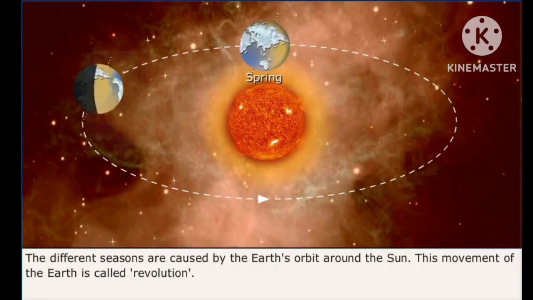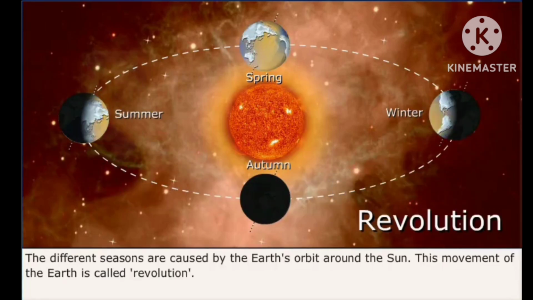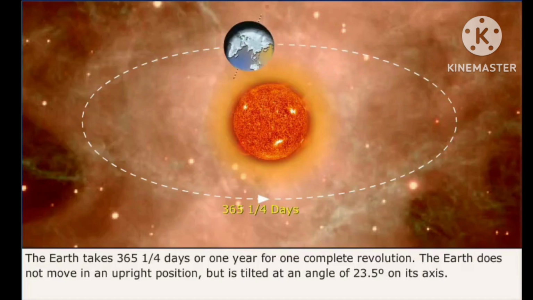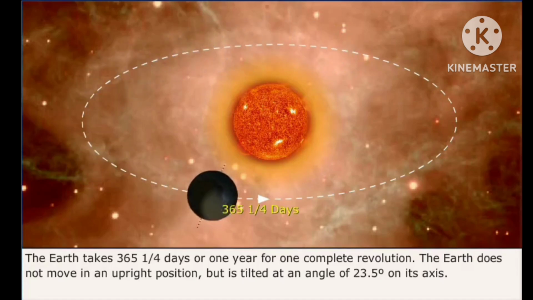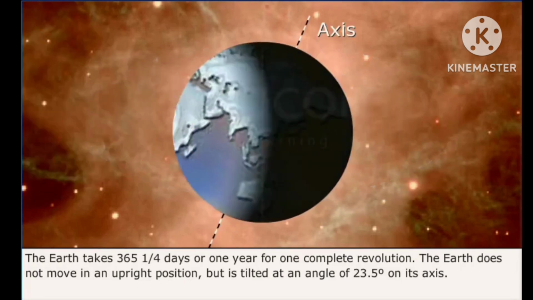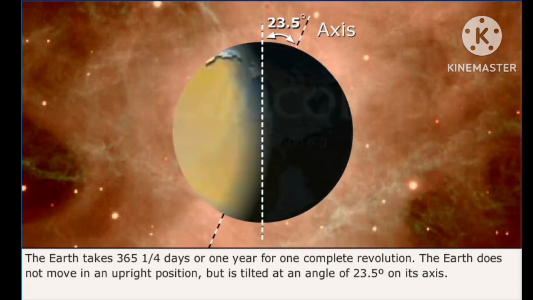The different seasons are caused by the Earth's orbit around the sun. This movement of the Earth is called revolution. The Earth takes 365 and 1/4 days, or 1 year, for one complete revolution. The Earth does not move in an upright position, but it is tilted at an angle of 23.5 degrees on its axis.